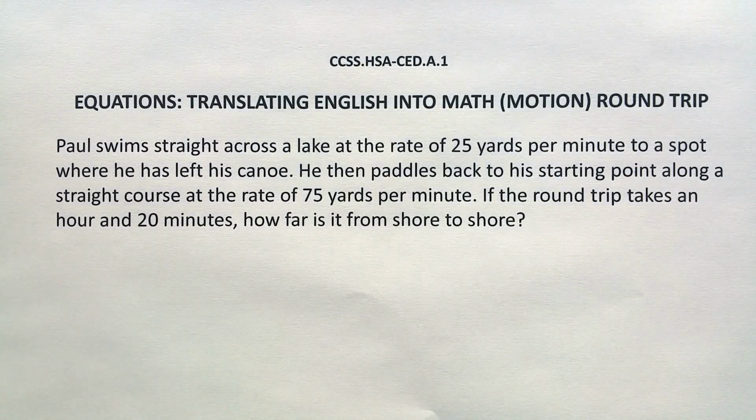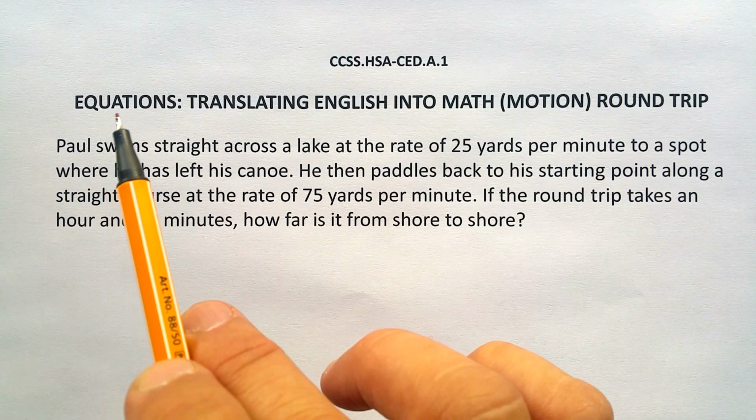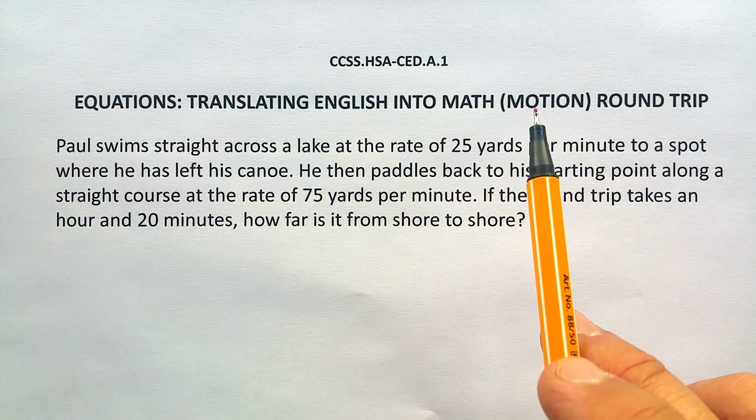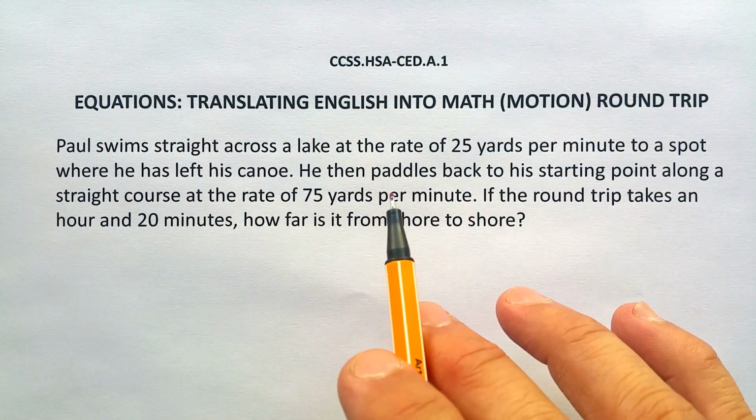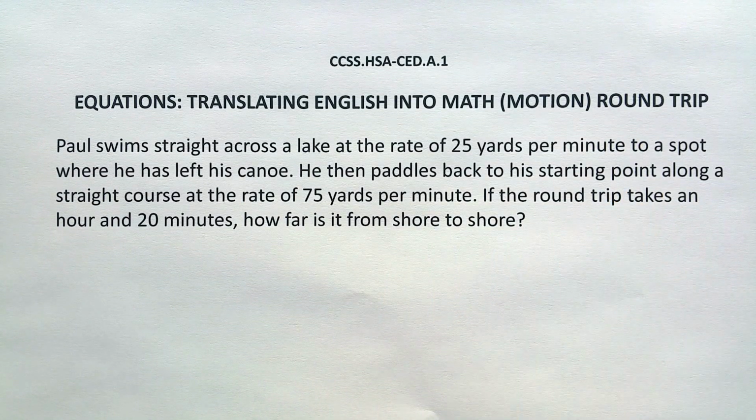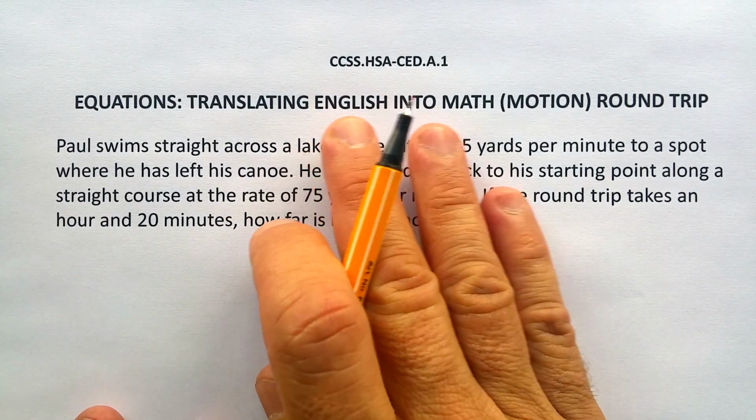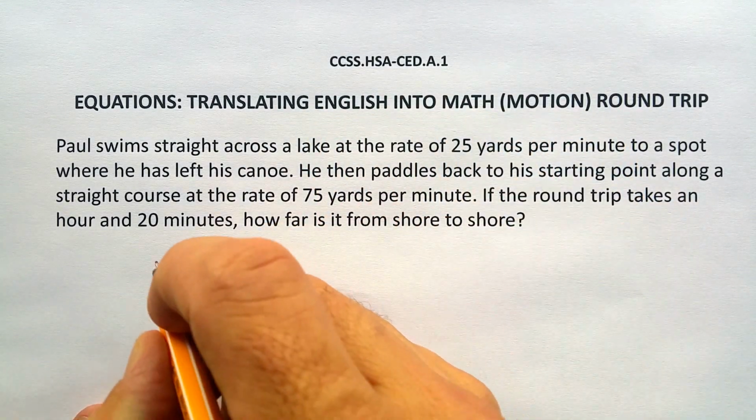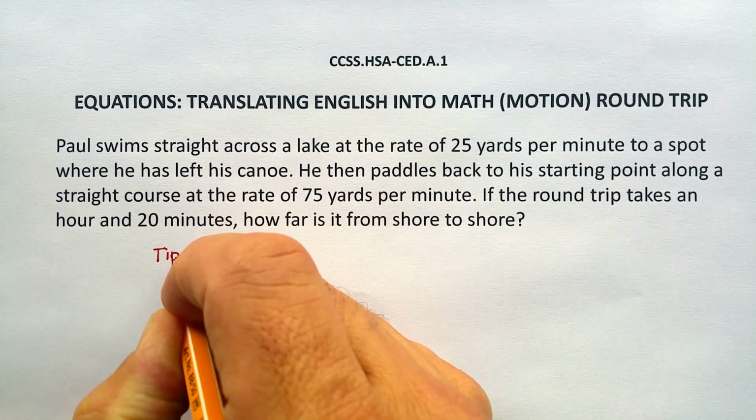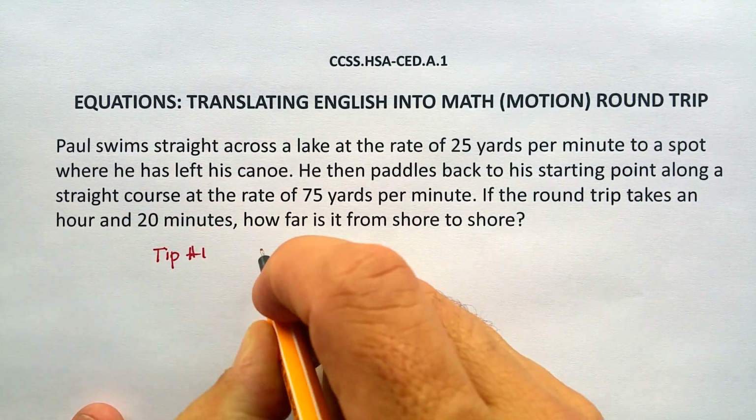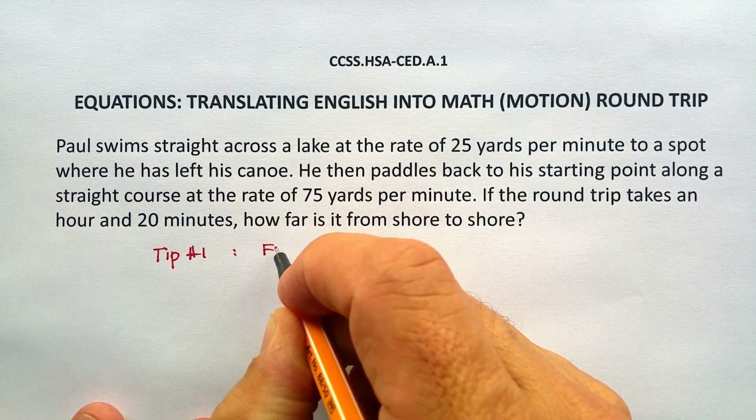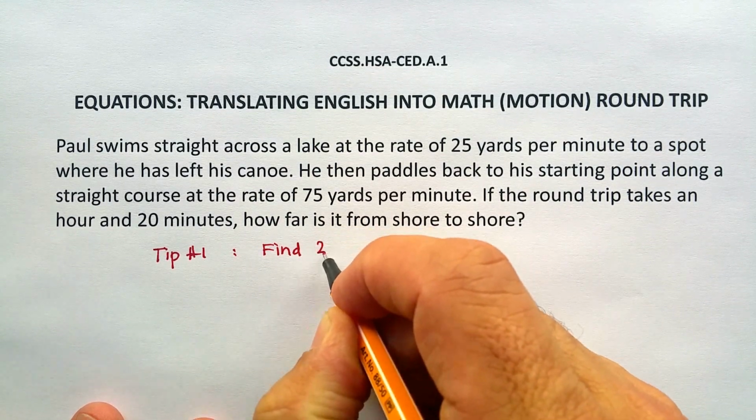So in this video, I wanted to go over a couple of tips on how to graph a motion problem. And the specific problem that we're going to use is what they call a round trip problem. Okay? Now, motion problems or round trip problems always involve two equations. So tip number one, find two equations from the information, right?